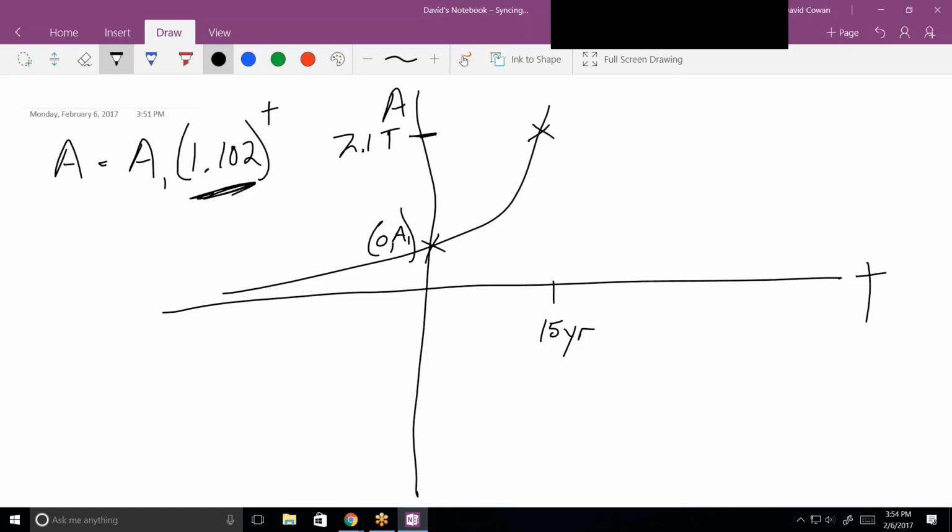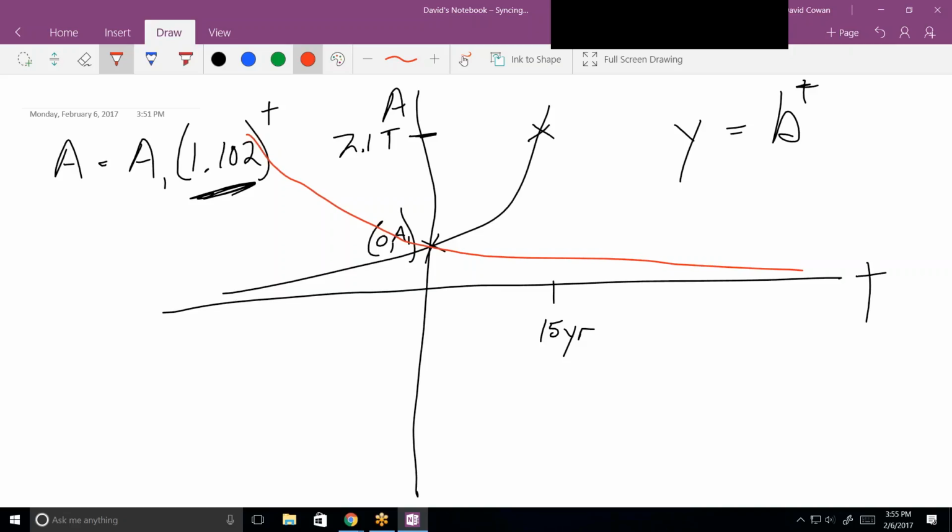Now, there's a caveat to these exponential graphs. If I have y equals b to the x, or the t power, we'll call it, and b is a number between 0 and 1, then the graph tends to look like this instead of black. In other words, whether it's increasing or decreasing depends on whether b is less than or greater than 1.